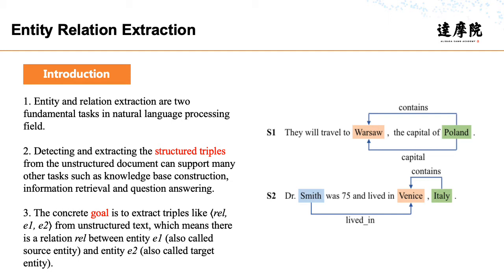Entity and relation extraction are two fundamental tasks in the NLP field. Detecting and extracting structured triples from unstructured documents can support many other tasks, such as knowledge base construction, information retrieval, and question answering. The concrete goal is to extract triples (rel, E1, E2) from unstructured text, which means there is a relation rel between entity E1, also called the source entity, and entity E2, also called the target entity.